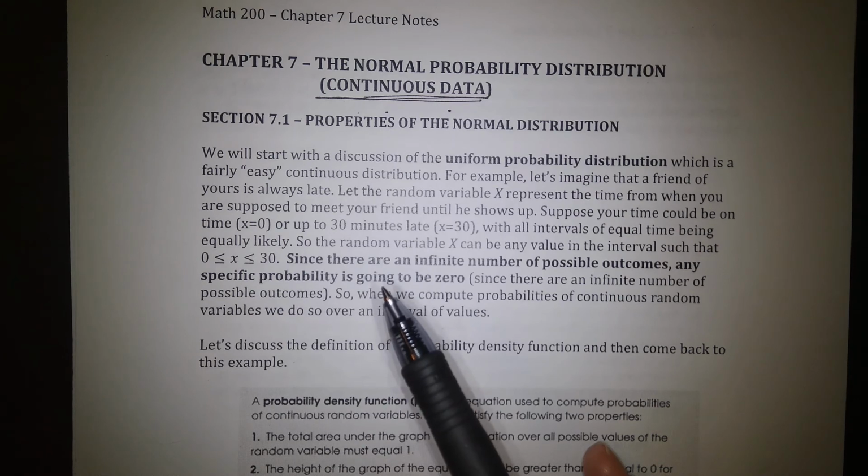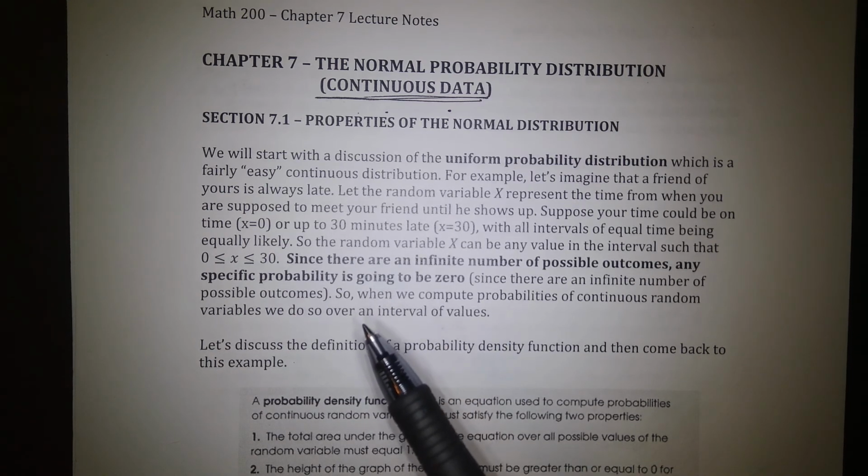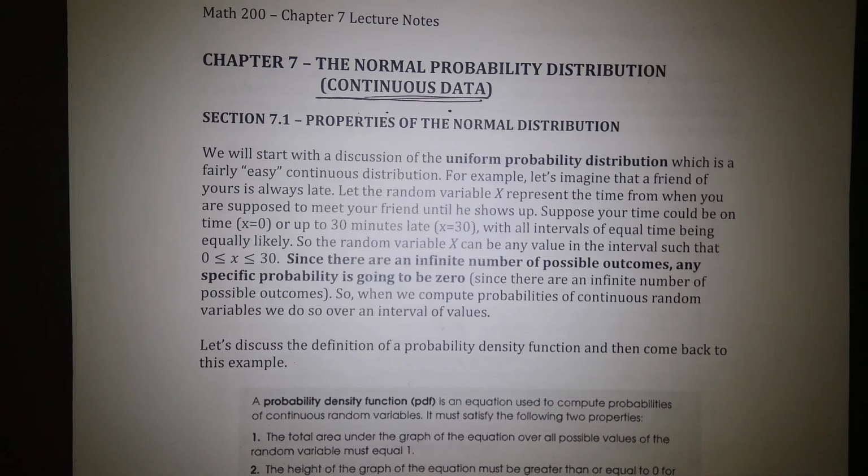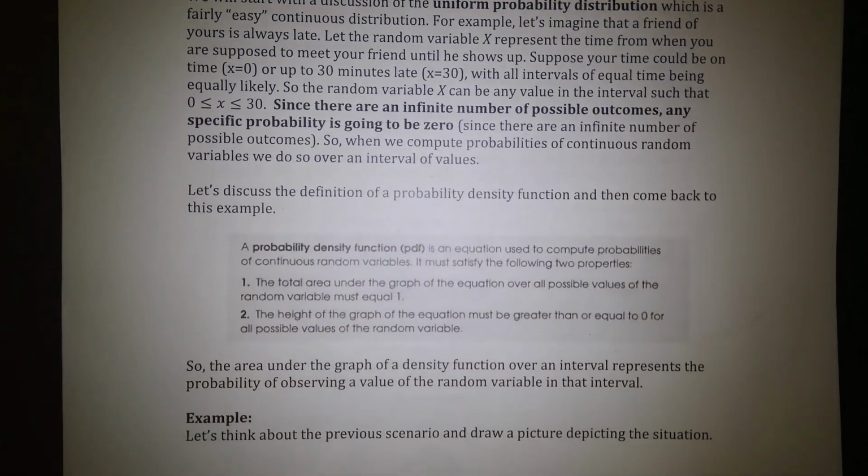Like, for example, the instantaneous probability that he is exactly 29.2 minutes late is 0. But if you give an interval somewhere between 29 and 30 minutes, then we'll have a probability and a value to assign to that. So when we compute probabilities of continuous random variables, we do so over an interval of values. So let's discuss the definition of a probability density function, and then we'll come back to this example.